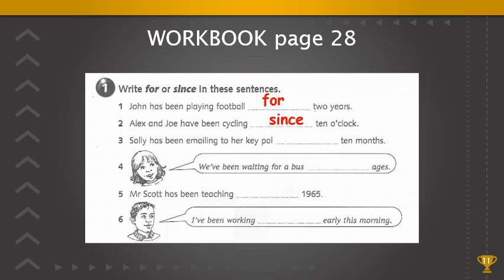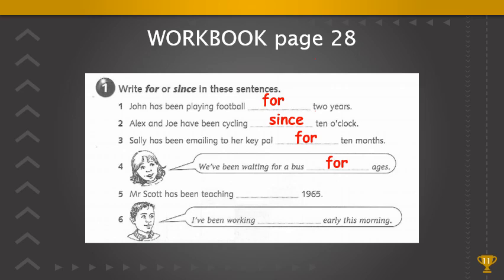What about number 3? Sally has been emailing her key pal blank 10 months. So is it a period of time or is it a point in time? So we say for 10 months, which means it is for a period of time. And we now move on to the fourth one. We've been waiting for a bus blank ages. So is it a point in time? No, it is a period of time. So the answer is for.